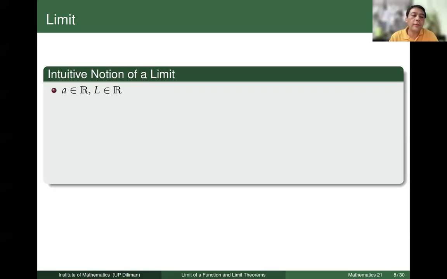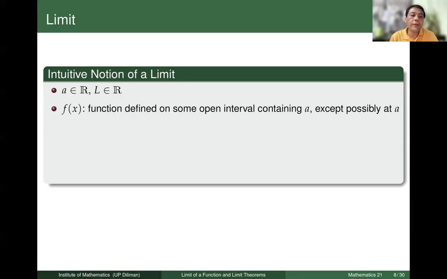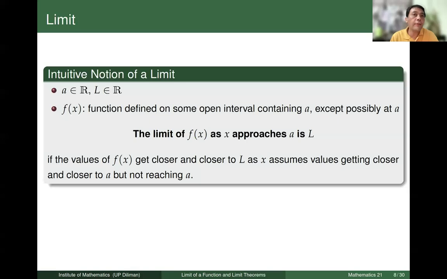So the idea here is if you have a real number a and a real number L, and f is defined on some open interval containing a except possibly at a, so meaning baka at a may denominator nito 0 siya, then the limit of f of x as x approaches a is L if the values of f become closer and closer to L as x assumes values closer and closer to a but not really reaching a. Okay, so palapit siya na palapit kay a pero hindi kailangang nasa a talaga siya. So, limit na yun. No?